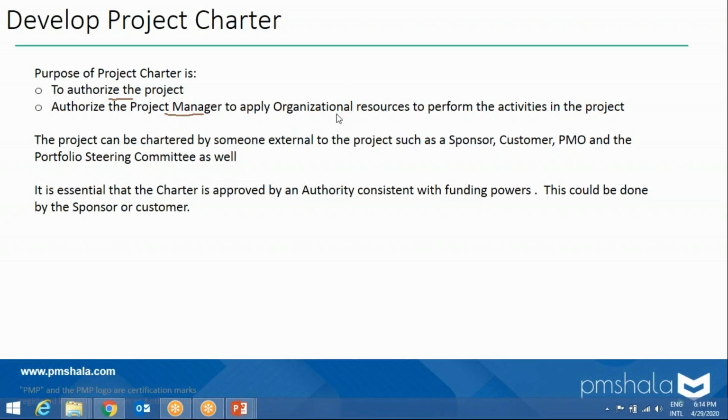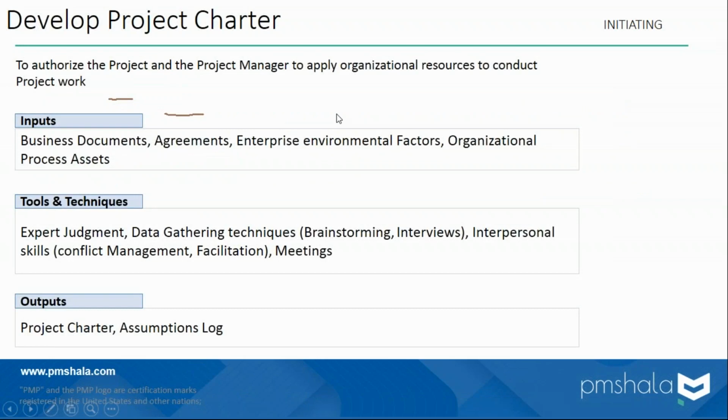So I told you about the charter, what it contains, how big a document it is, what is the purpose of this document, who creates and who approves, and when it is made. That's in initiation, the very first thing you do in initiation. Hope we are good with this much.